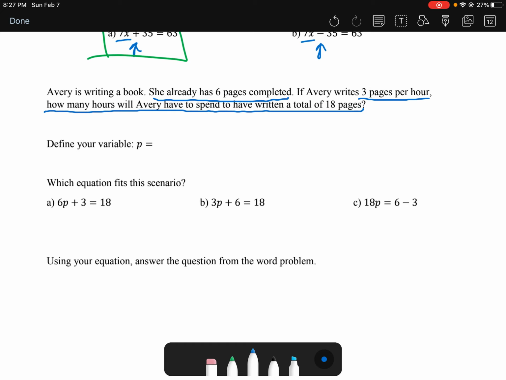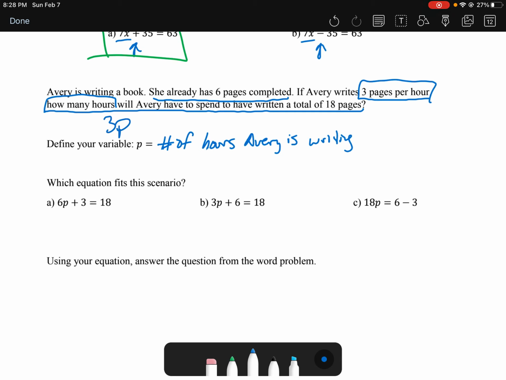So P is my variable here. What does P mean? What's my unknown value that I have to find out? Well, they straight up say how many hours. So this is going to be the number of hours Avery is writing. Now let's see if there's any key words here. I'm seeing that the 3 and the number of hours are kind of together. If I know that she does 3 pages per hour, if I take that 3 and I multiply it by the number of hours, I'll get how many pages she wrote in that time frame.